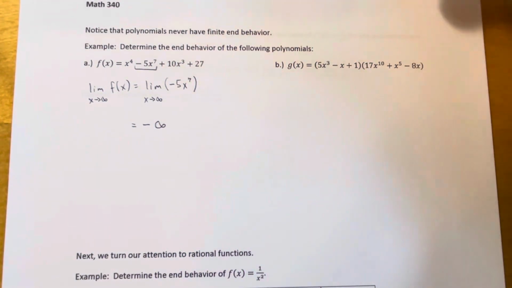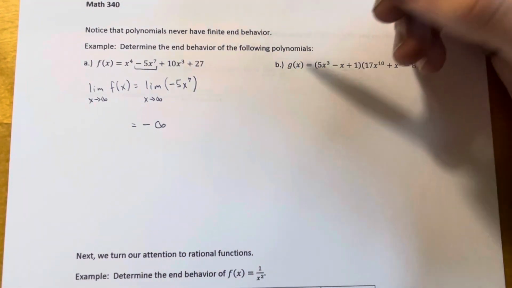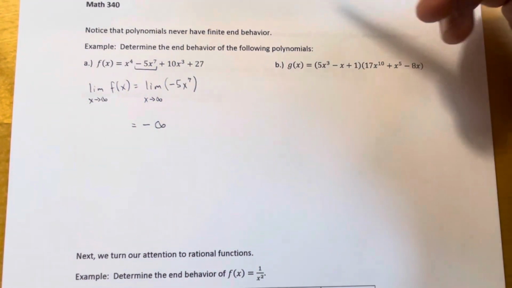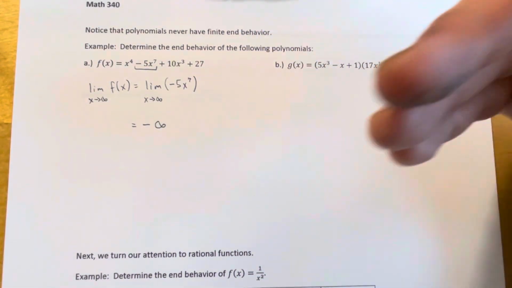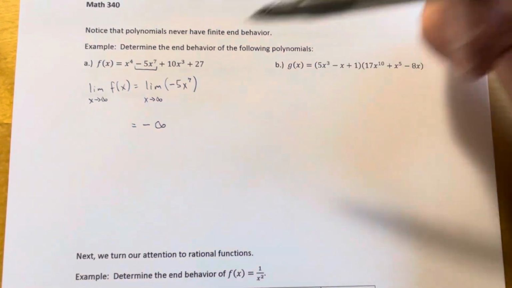Notice also, I mentioned this right here, polynomials only ever have infinite end behavior. Polynomials will never have a limit as x goes to infinity or negative infinity that comes out to some finite number like 5 or something. It's always plus or minus infinity. So that's the answer for this one.